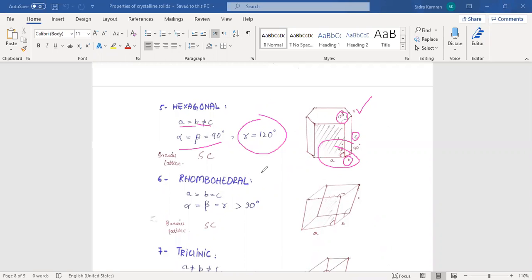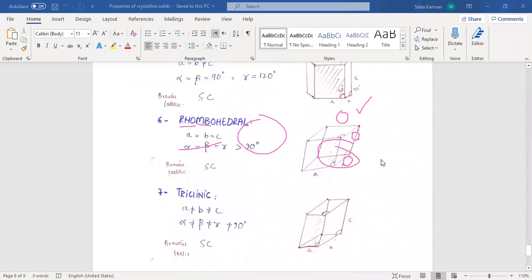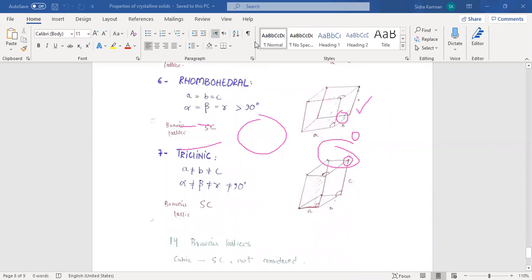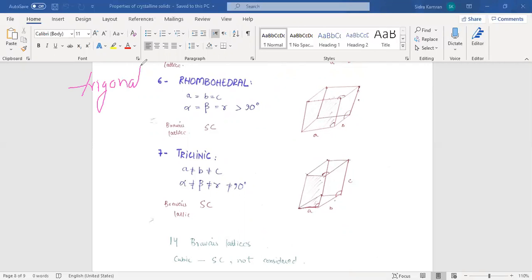Next we have the rhombohedral crystal system. This is the sixth crystal system. Rhombohedral is also named trigonal. Rhombohedral has another name, that is trigonal.